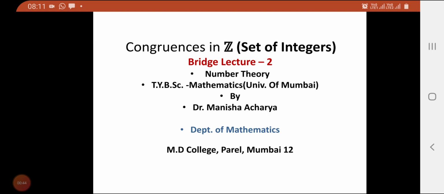What is congruence? If n is a positive integer and a and b are any two integers, then two numbers a and b are said to be congruent to each other modulo n if the difference between a and b is divisible by n. So with this basic definition and the properties, now we are going to study some more properties of congruences which we will require throughout the year while studying the course number theory. So here we start with bridge lecture 2, some basic properties of congruences.